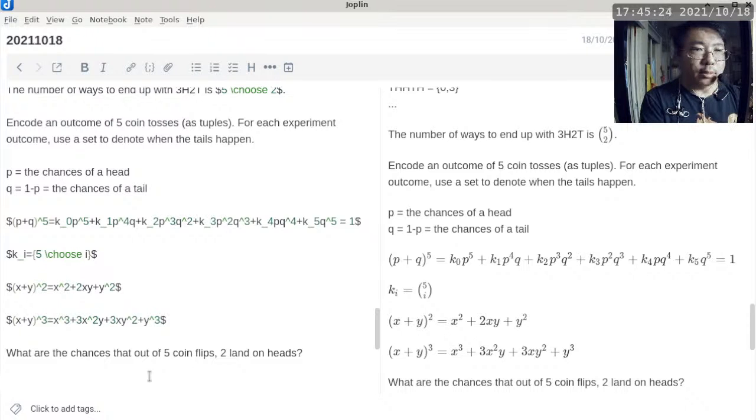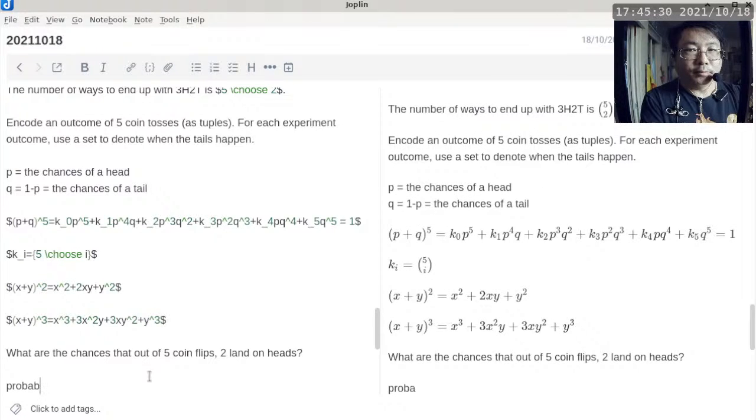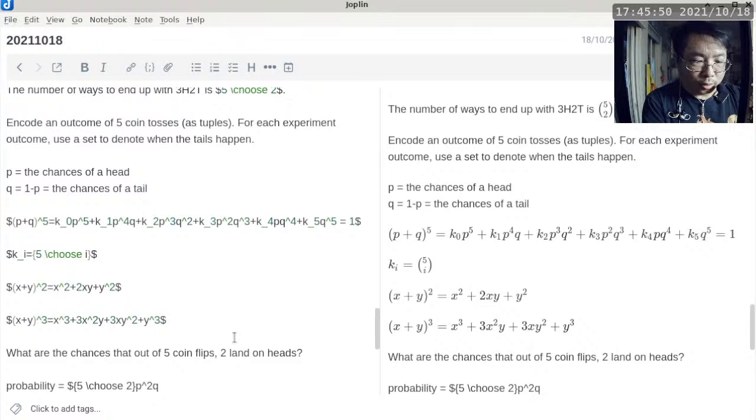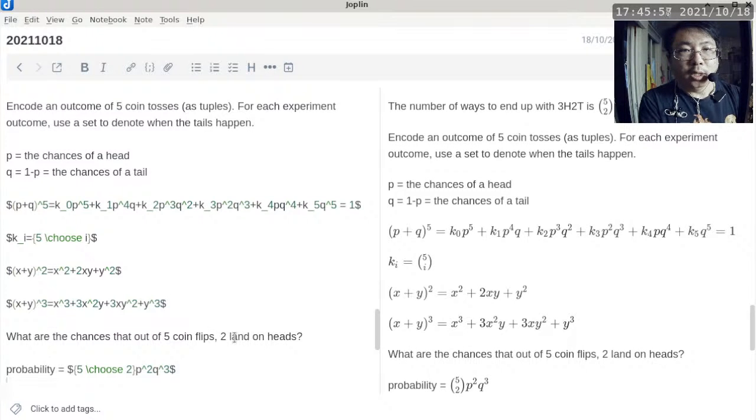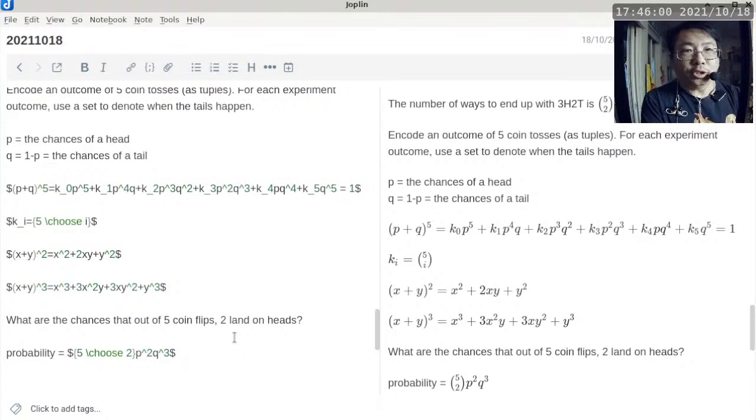So in this case, the probability is going to be pretty easy to figure out, because the probability is now we got 5 choose 2, and because we have already defined P to be the chances of landing on a head, in this case we would have P to the power of 2 times Q to the power of 3, because the other 3 are guaranteed to be tails, because if it's not a head, it has to be a tail. So now we have a way to do the calculation, the probabilities.